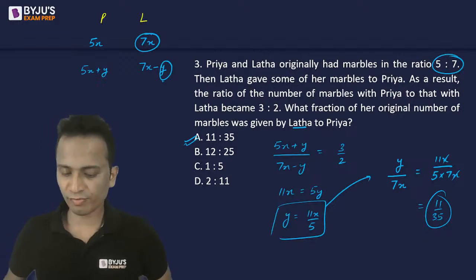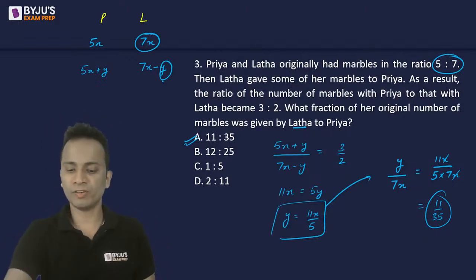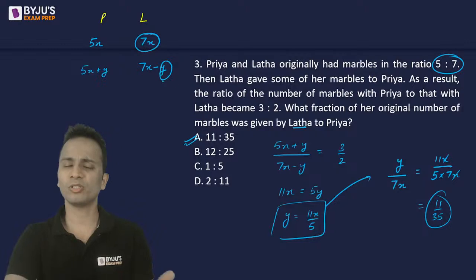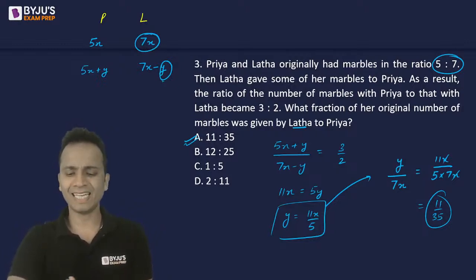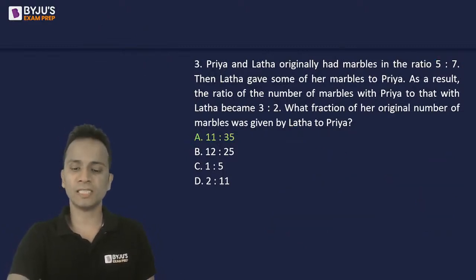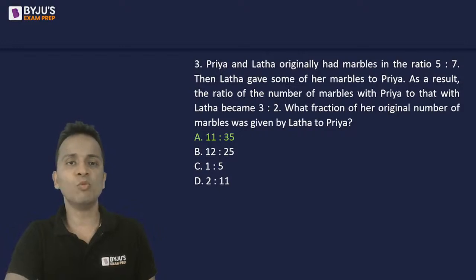1, 2, 3, 4, 5, 6. Six students have given a correct answer. So this one was very easy. I hope there will not be any kind of problem in solving this question. So for question number 3, the correct answer is option A. Let's quickly move on to question number 4.